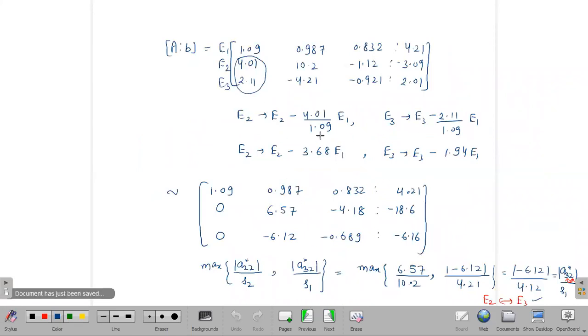This is the Gauss elimination, and we have made these elements 0. Means here we have taken A21 by A11, and this is A31 by A11. So that will give you L21 and L31. Means we have made the first column entry 0. So that will give you the first column entries of the lower triangular matrix.